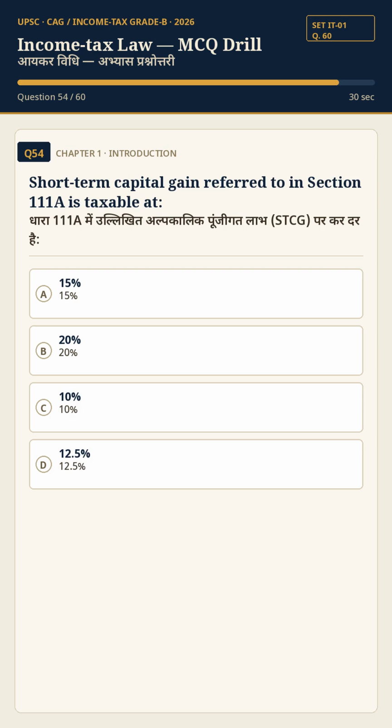Question 54. Short-term capital gain referred to in section 111A is taxable at: Option A, 20%. The correct answer explanation. Short-term capital gain referred to in section 111A is taxable at 20% for AY 2026-27.